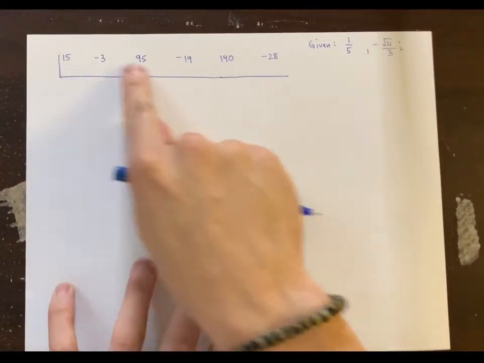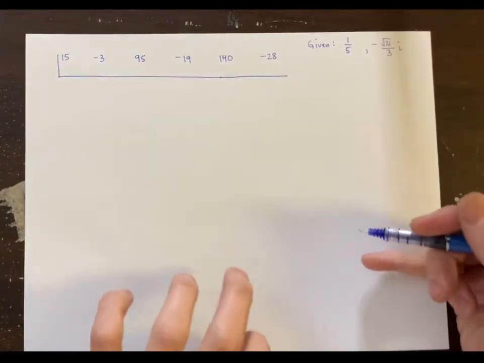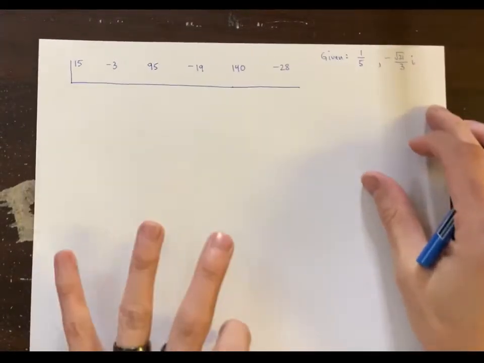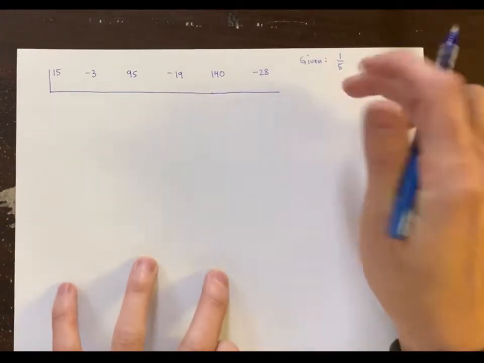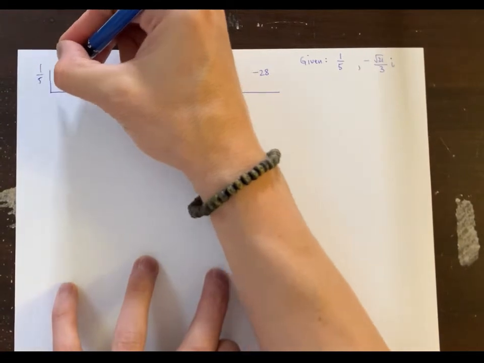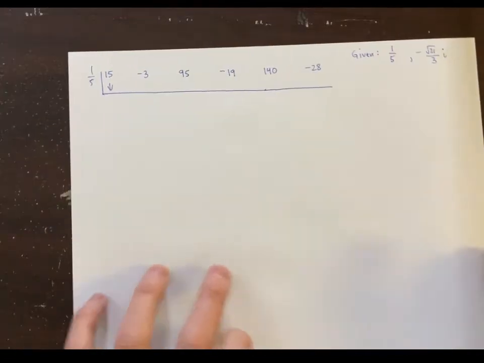So let's say that these are the coefficients from a polynomial that is of degree 5, and these are a couple of the given roots. So I would recommend throwing in the easier numbers first into our synthetic division algorithm.